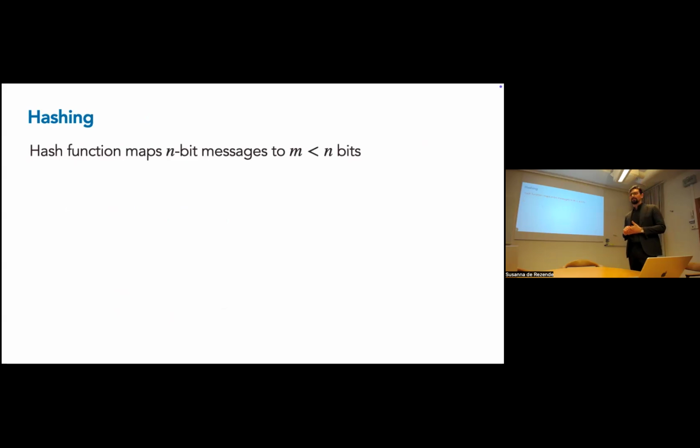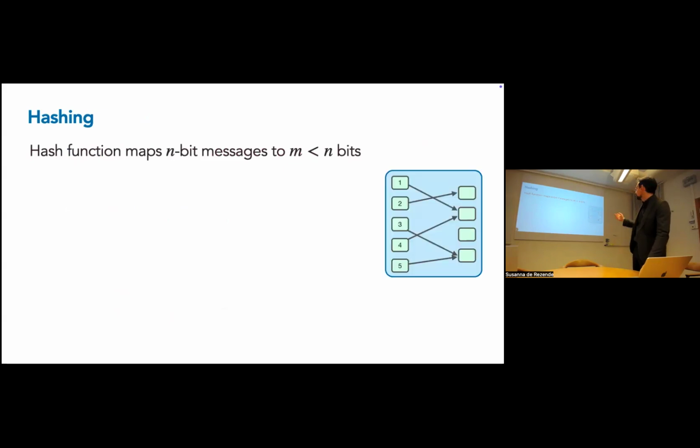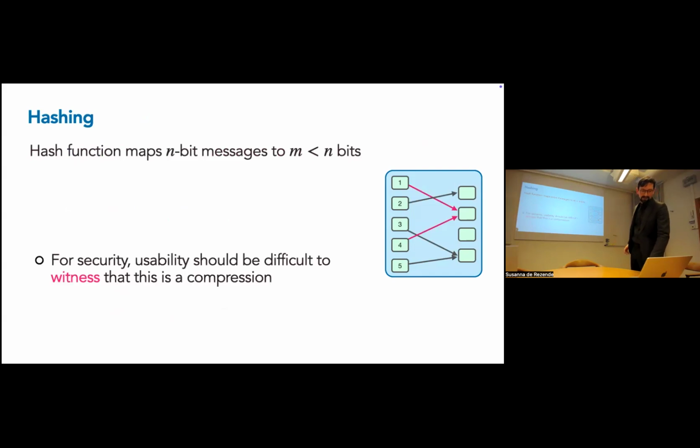For those of you in cryptography, I'm going to botch a few things here. This is a motivating example, not a realistic example. A hash function is something that maps n-bit messages to m-bit messages where m is less than n. Here are the messages, and here are the things that it maps to. For security and usability, we want it to be generally difficult to witness a compression, to find a collision between two things that hash to the same thing.